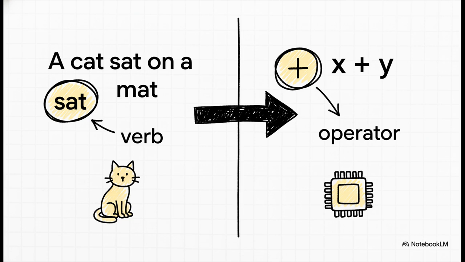Well, it's a lot like a sentence. A sentence needs a verb to make any sense, to actually describe an action. A line of code is the same way, and it needs an operator. Operators are the action words, the verbs, that tell the computer what to do with all the numbers and text you give it.